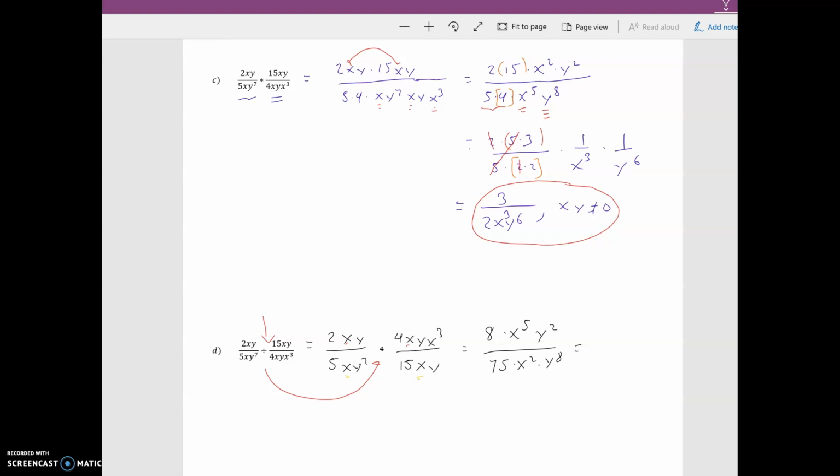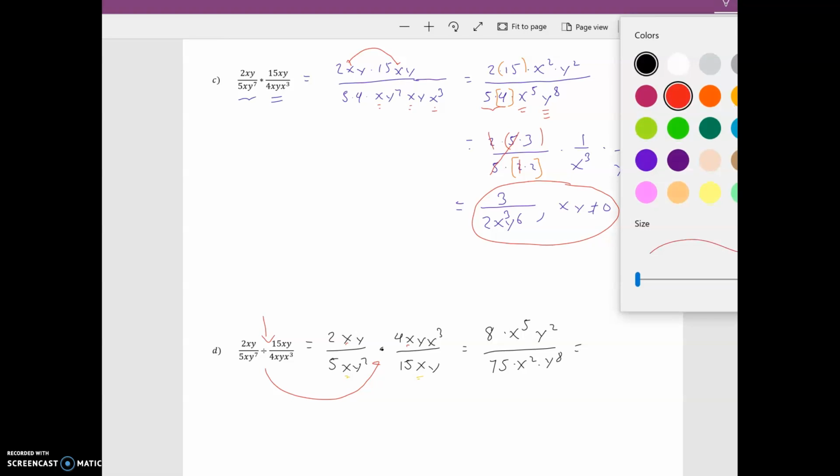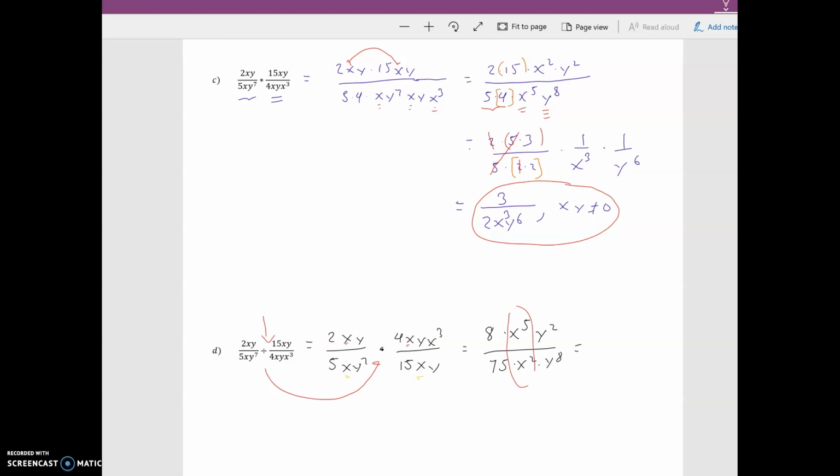So for our final answer, you still have to combine the x's and the y's. It's going to give us the following: 8 over 75. And then for your final x's, you're going to end up with x to the 3rd on the top and y to the 6th at the bottom, as long as y is not equal to 0. So that's going to be our final answer if the problem were to ask us to divide instead of multiplying.